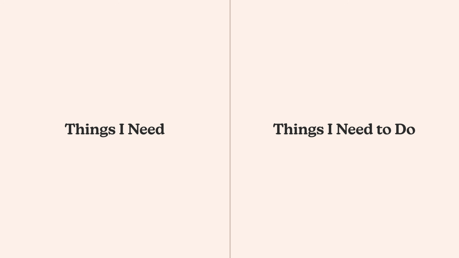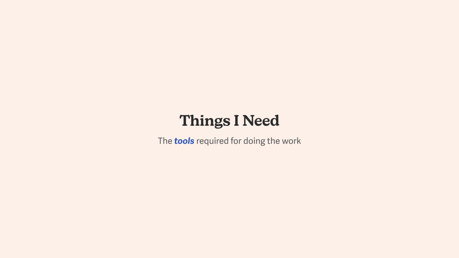So I have four main areas of infrastructure. I have business, product, marketing, and personal. For each one of these areas, I break them down into the things I need and the things I need to do. The things I need are the tools required for doing specific parts of the job. For example, I need a computer to write code, I need a spreadsheet to be able to manage finances, and I need a camera to be able to record these YouTube videos.